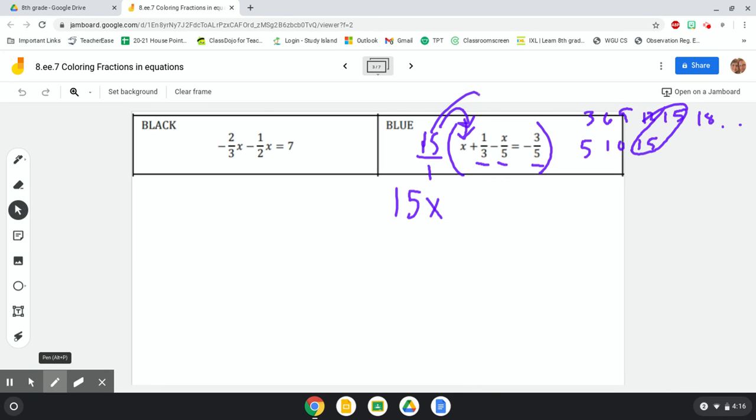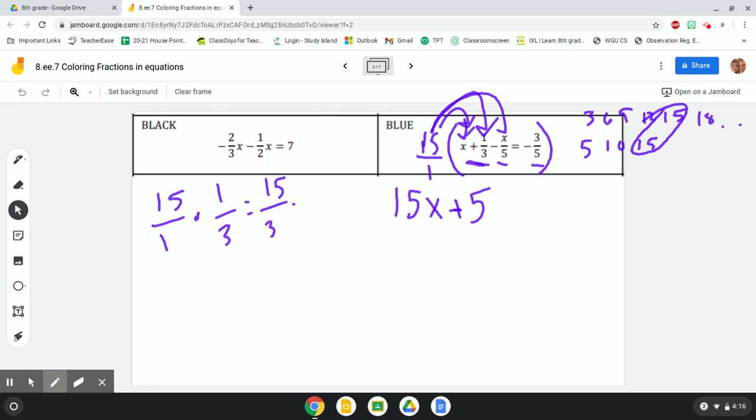Okay, next I have 15 times a positive 1/3. Remember that plus sign goes with it. So I'm going to go off to the side. So 15 over 1 times 1/3. Okay, multiply straight across. So that gives me 15 over 3, which just gives me 5. So that's a plus 5 here.